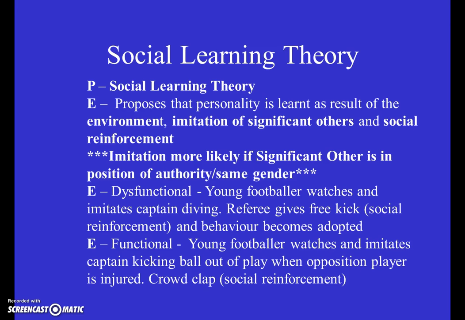So what we have to do here, it's a little bit more complicated in the examples. Rather than giving just one example, we have to give two. So I've put here a dysfunctional example of how the social learning theory unwinds. A young football player watches and imitates their captain diving to try and cheat the referee. Now, the referee gives a free kick. If that person then gets a free kick, that acts as social reinforcement, or his teammates could clap him because he's got the free kick and he's cheated the referee. Because of that social reinforcement, the SR bond, or stimulus response bond, is strengthened. Therefore, it becomes an adopted behaviour.